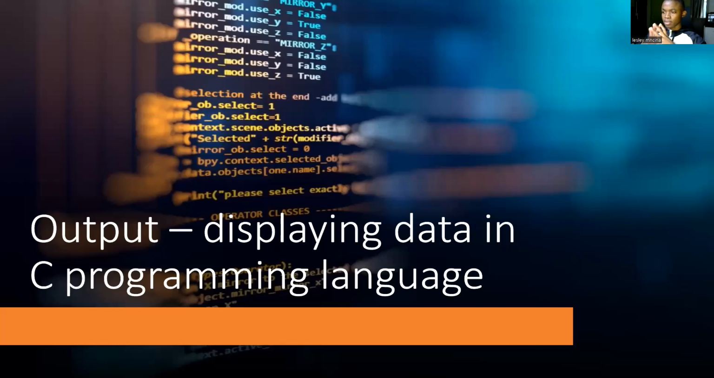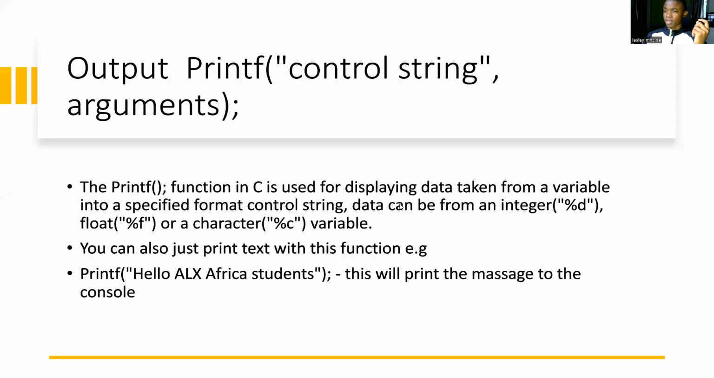Output, displaying data. So we're displaying data in the C programming language. How do we display data? How do we show data to the user? Okay, I think you know what I'm talking about. So how do we display data? The output. Okay. Using the C programming language, the syntax is printf, so printing out information.